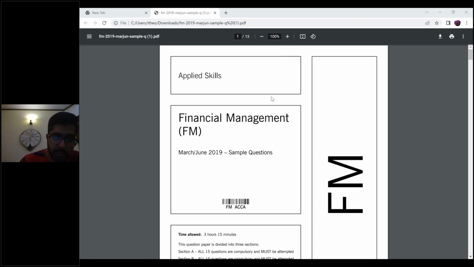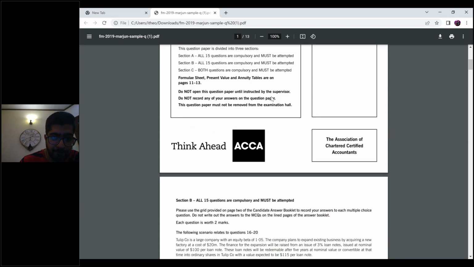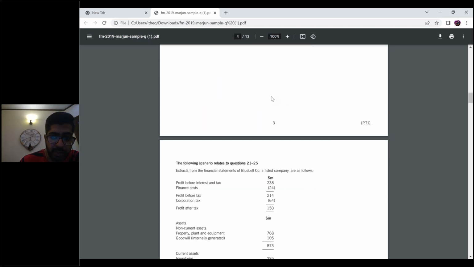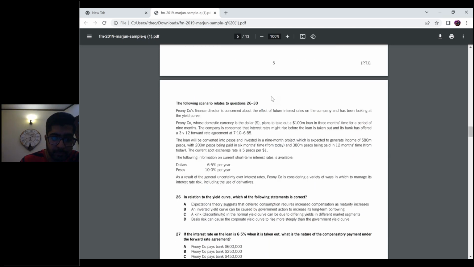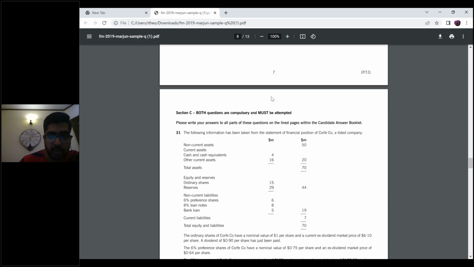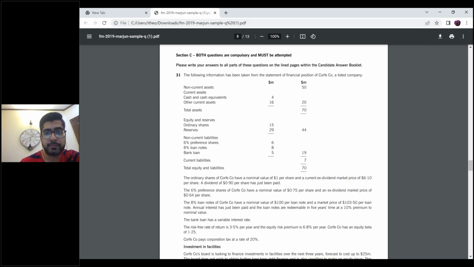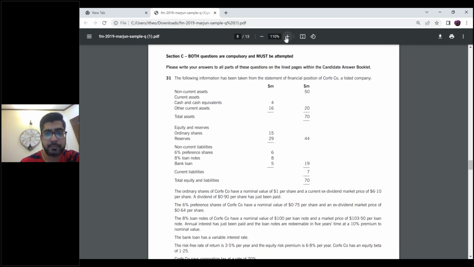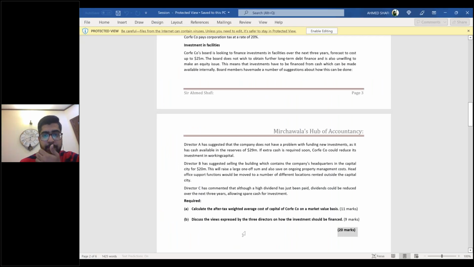The question which we are going to attempt is from the March-June 2019 attempt of ACCA. It's on page number 2 of your handout file, which has been shared with you. This is the question called Corfe Company. This is the question from the handout file.